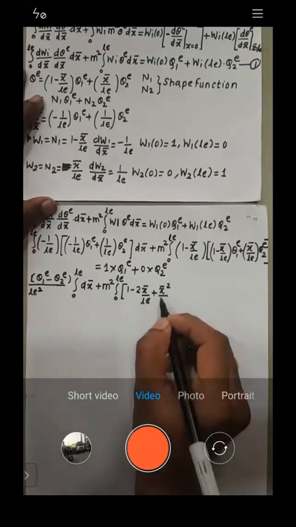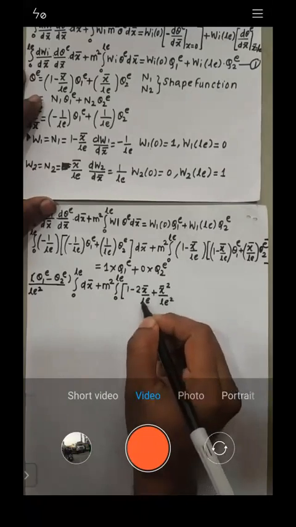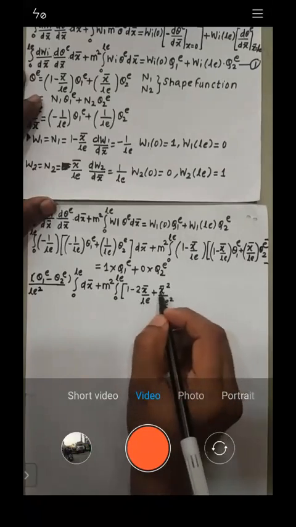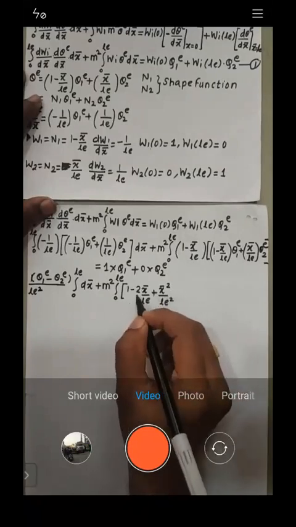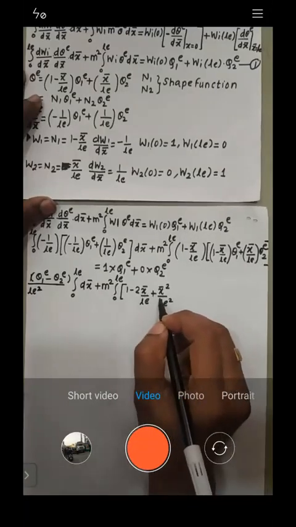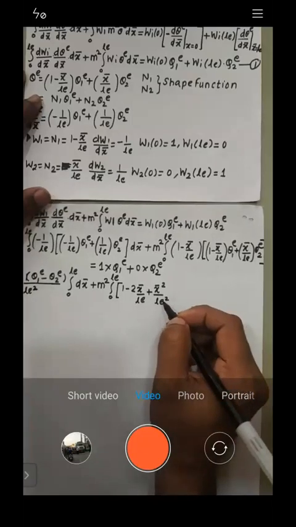Okay, right. 1 minus twice x. Okay, what is that? A square minus twice AB plus B square. So A square, it's 1 square, minus twice A is 1 and B is x bar by LE, plus x bar square by LE square. Is it okay? Yes. Okay.